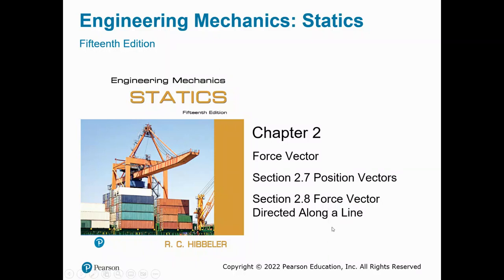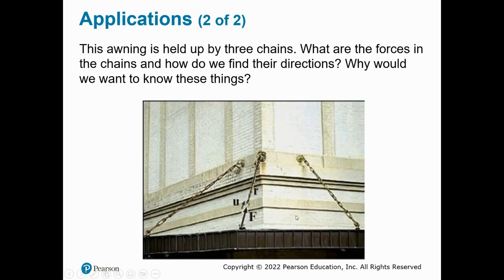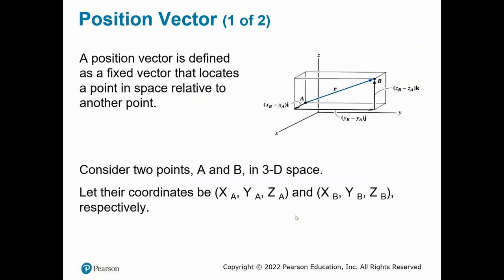Hello everyone. In this video, I will cover section 2.7 position vectors and section 2.8 force vector directed along a line, starting with the definition of the position vector. Let's say I have 2 points in the air, point A and point B. How do we describe a vector that passes through point A and point B? Let's say A is the starting point and B is the ending point.